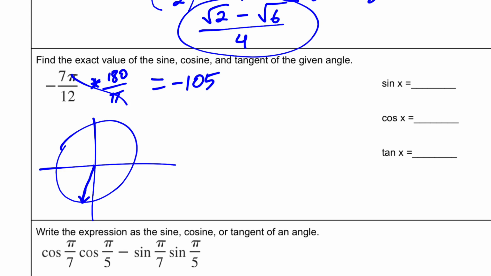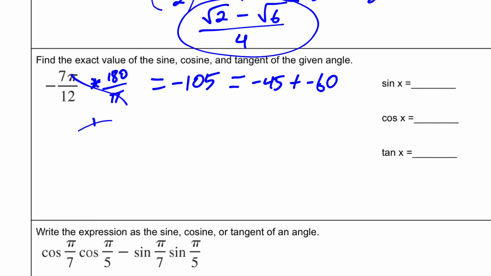So how can we split 105 into relevant parts? Well, what if we did it as negative 45 plus negative 60? Because those actually have exact values, and they'll bring us to that place as long as we use this relevant shortcut.